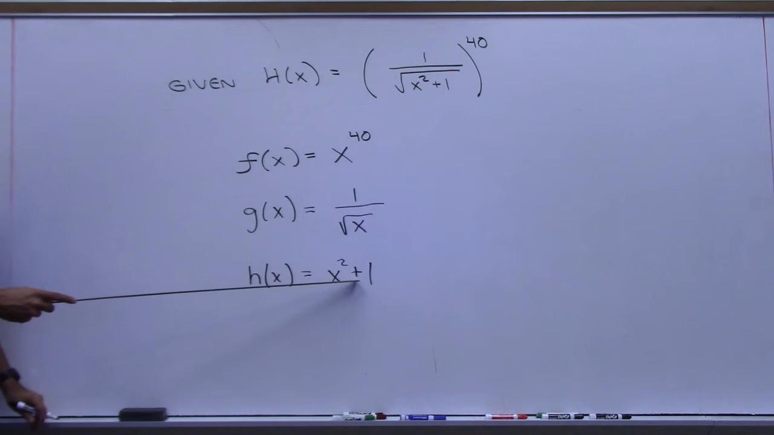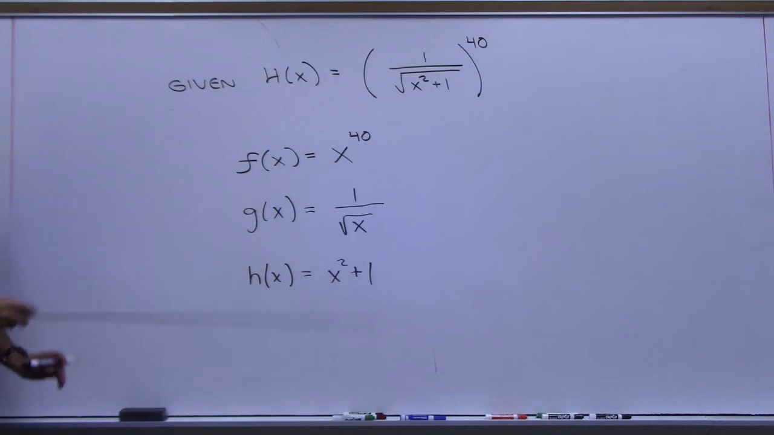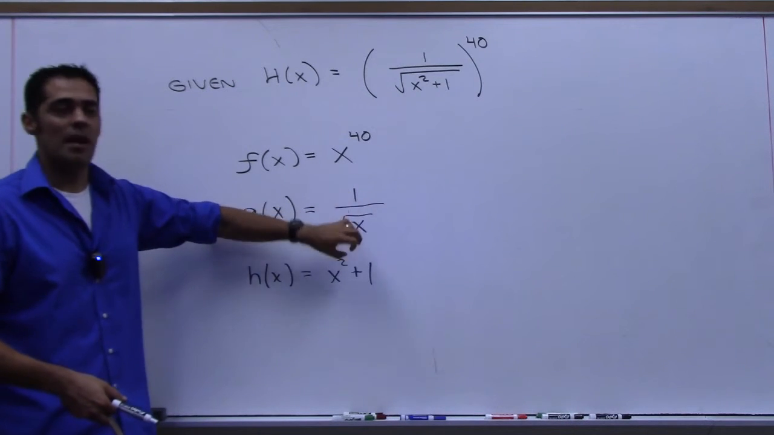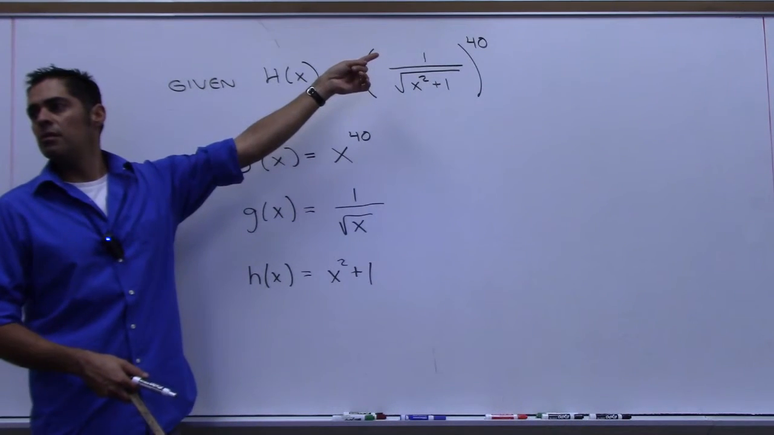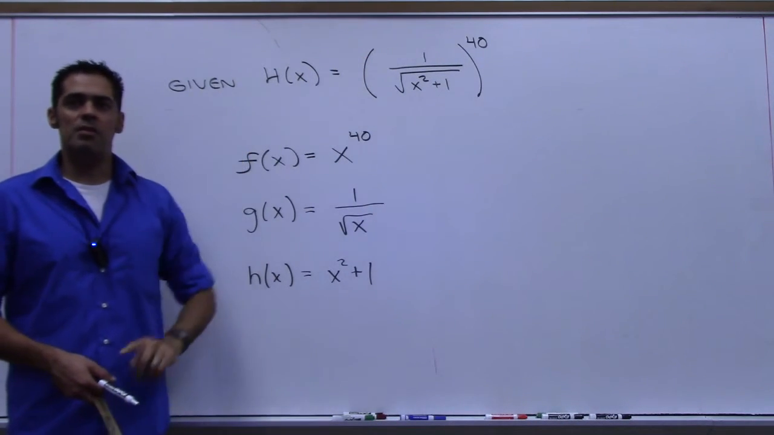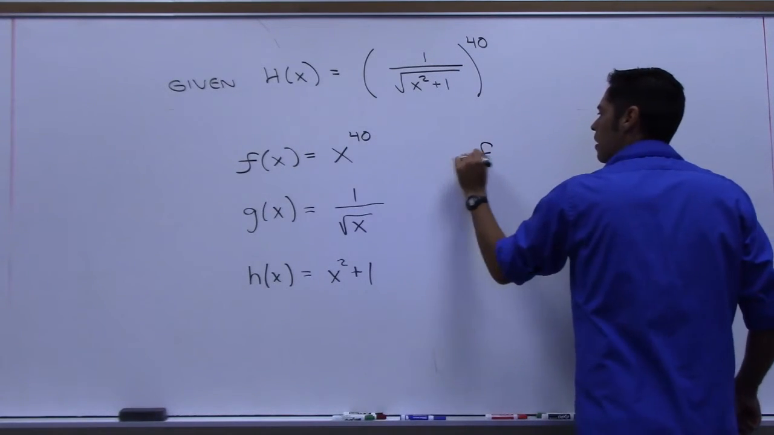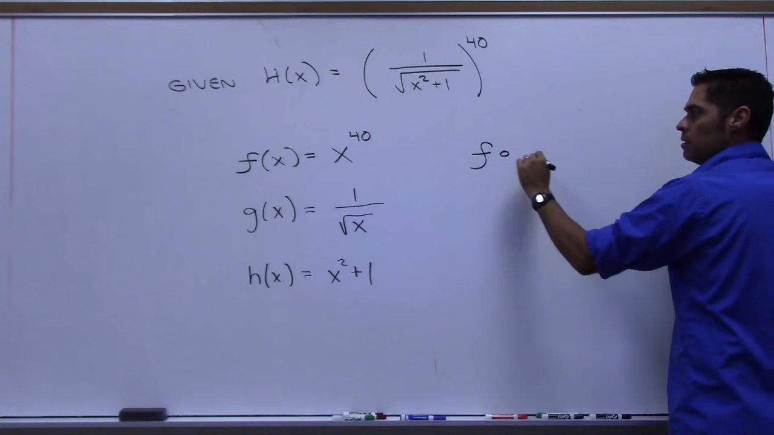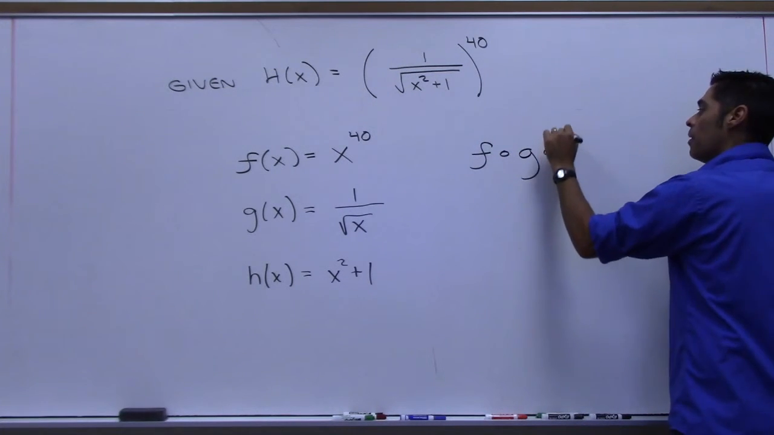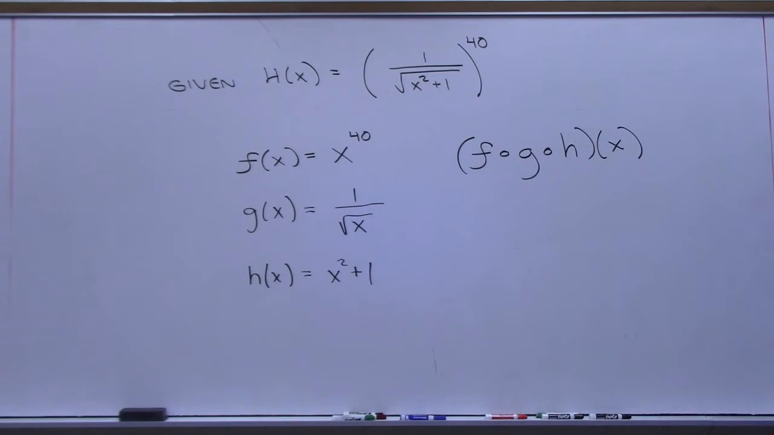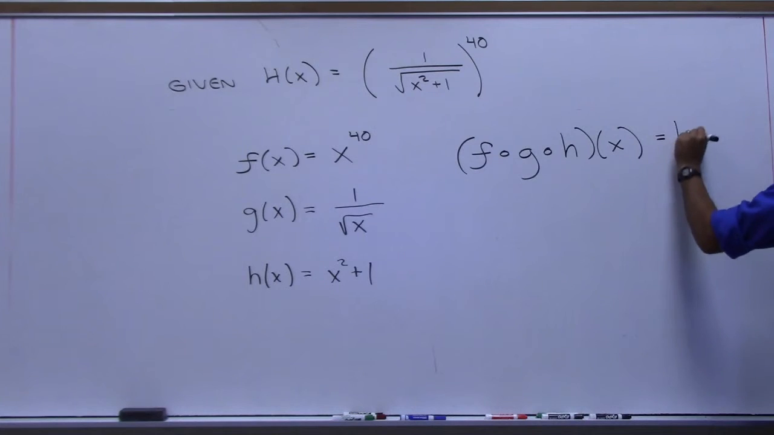If I take x squared plus 1 and plug it in right here, I would get 1 over the square root of x squared plus 1. If I take that answer and I plug it into here, I'd get that. So this is actually a composition of 3 functions. This is f composed with g, yes, composed with h of x. If you were to do this composition, you would get back the original function.